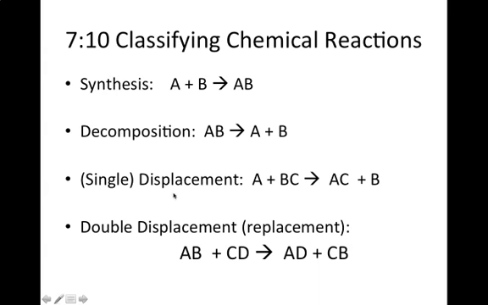We're going to look at single displacement. Single displacement is where we have one reactant come in and displace another reactant in a compound. So A displaces B to form compound AC, and B gets left by itself.